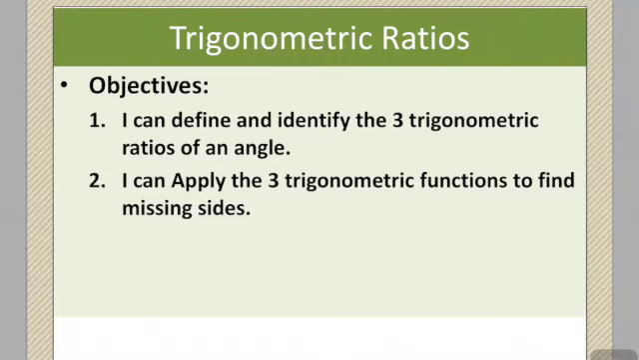Welcome to the next lesson on trigonometric ratios. For this lesson, we're going to have two objectives. The first objective is to define and identify the three trigonometric ratios of any angle in a triangle. The second is to apply the three trig functions to find missing sides as well as missing angles. So we should probably add that, and missing angles.